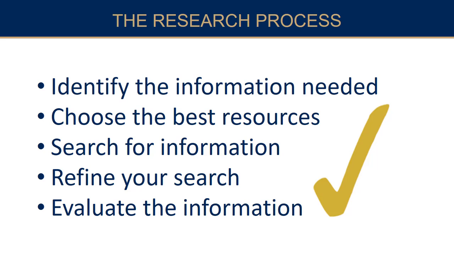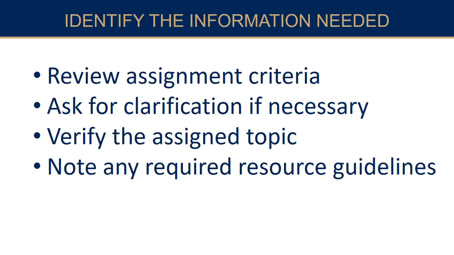In this tutorial, we will cover the steps that occur during academic research, a process during which you identify the information you need, choose the best resources in the library, search for information, refine your search, and evaluate the information that you find. Before you start searching in the library, take some time to identify exactly what you're looking for. The first step is identifying the information you need.